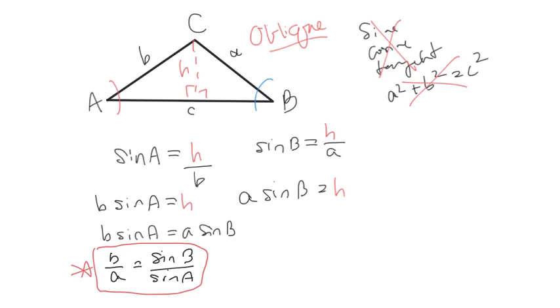Now, looking back at the original diagram, you can see that I created my altitude starting at vertex C, right? I drew my altitude starting from there, but I could have just as easily drawn an altitude starting from A and then gone across like this, in which case I would have found a relationship between C and B. So really, this relationship holds regardless of which two sides and which two angles you're looking for. The only thing that matters is that if you have, for example, B in the numerator, you have to have angle B in the numerator on the other side as well.